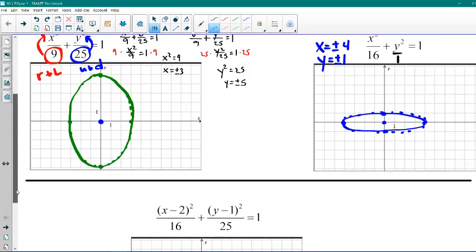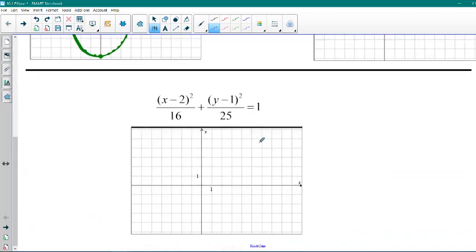Using that same thought process, let's see what we can come up with for this ellipse. Well, we see these square root numbers on the bottom, so we see the square root of 16 is 4. It's under the x term, so we're going to go to the right and to the left 4 units from the center.